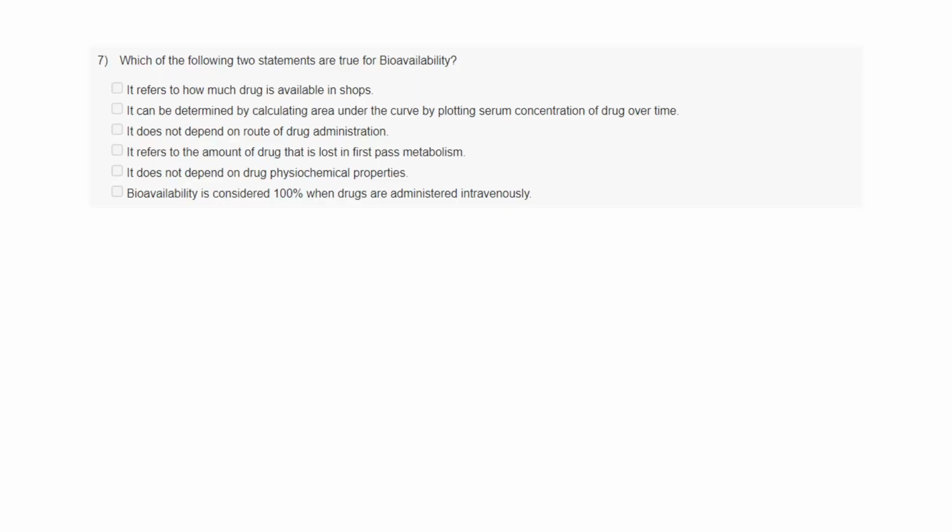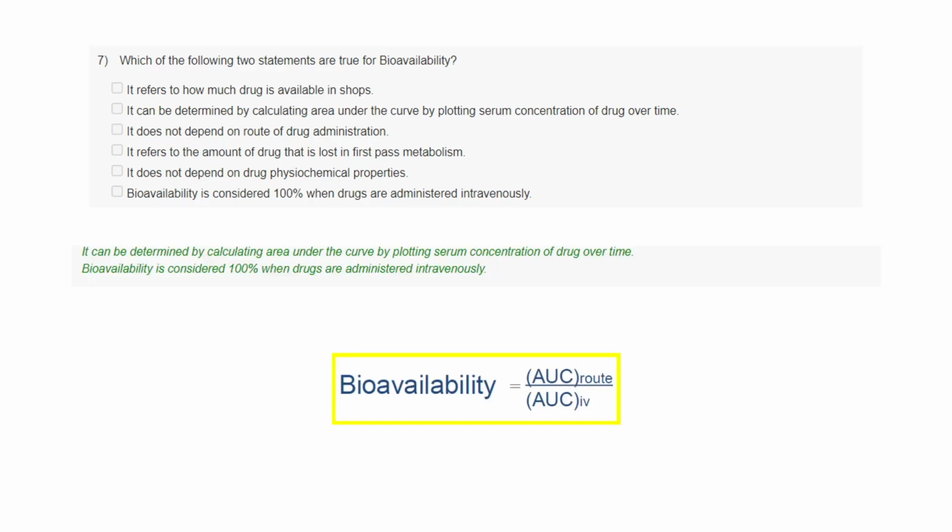Next is, we had this question of which of the following two statements are true for bioavailability. So the right options are, it can be determined by calculating area under the curve by plotting serum concentration of drug versus time, and bioavailability is considered 100% when the drugs are administered intravenously.